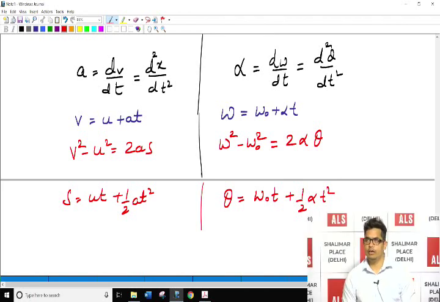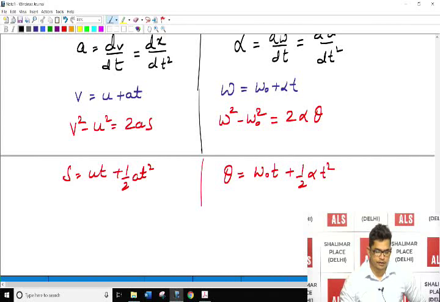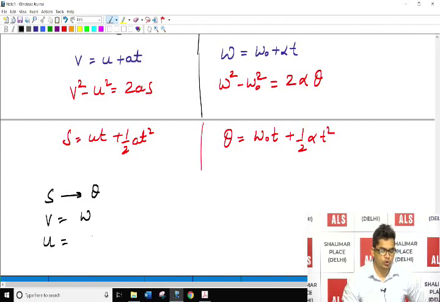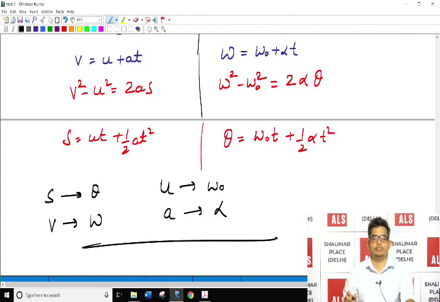Just remember, I can write the final summary here. Displacement is theta, velocity is omega, initial velocity is omega naught, v is omega, u is omega naught, acceleration is alpha. That's it. Just replace these things and you'll get your equation.